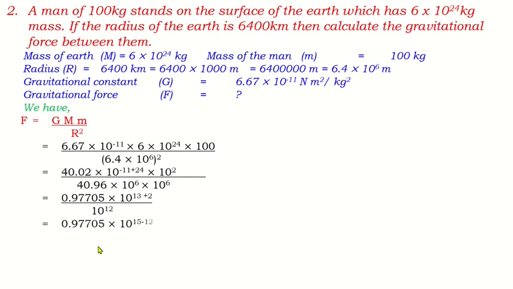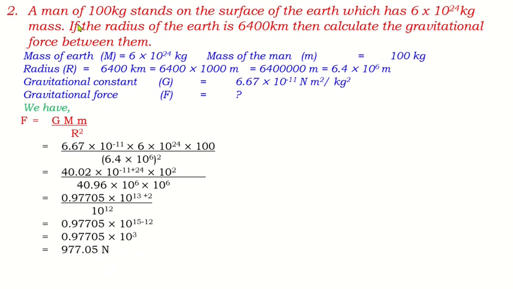Now next step: 0.97705 into 10 to the power 13 plus 2, 15. When 10 to the power 12 goes up, we can write minus 12. Now what is the result? 0.97705 into 10 to the power 3. 10 to the power 3 means 1000. If this 1000 multiplies this, then we get 977.05, and this is our final result.